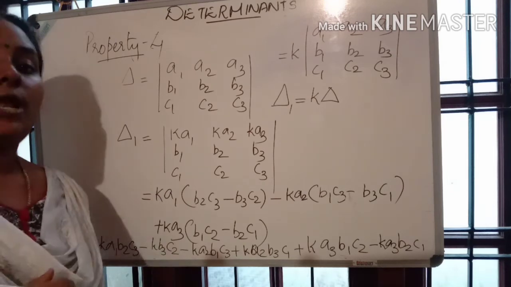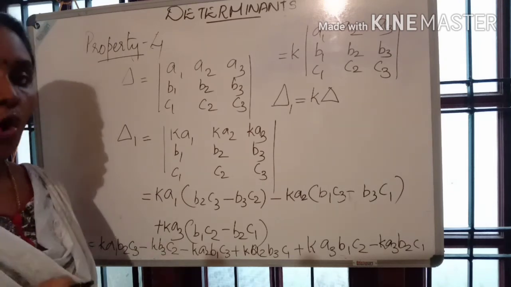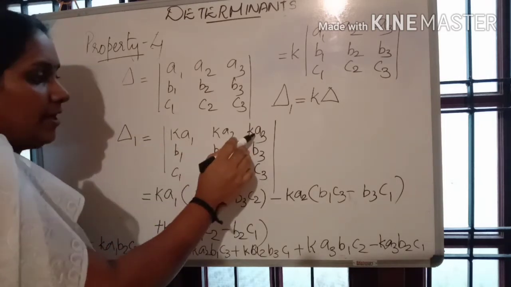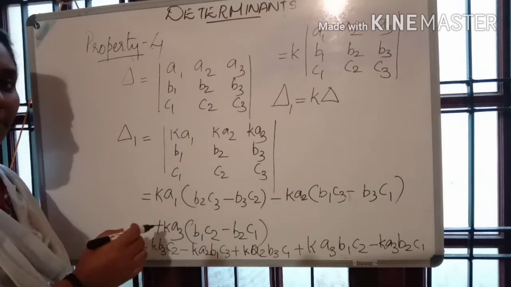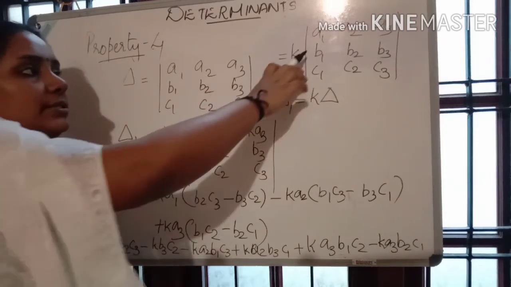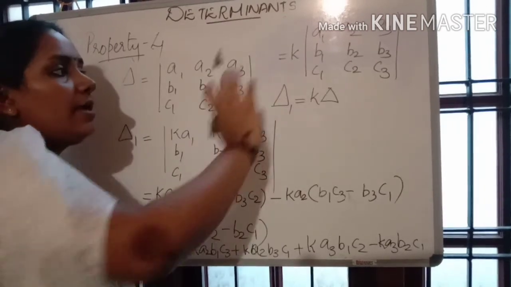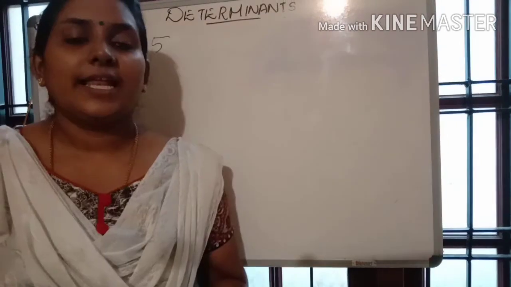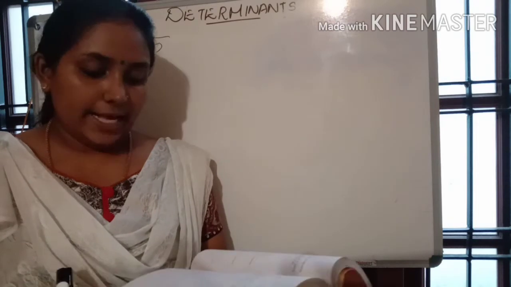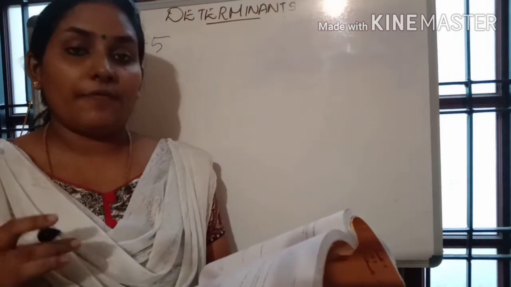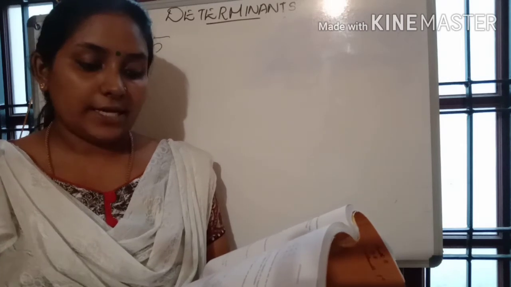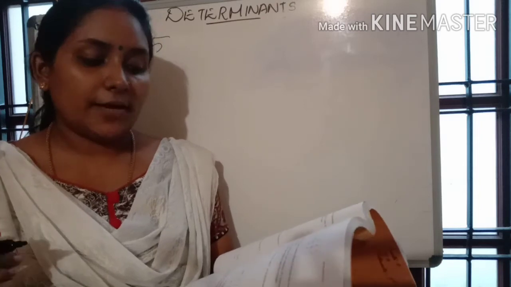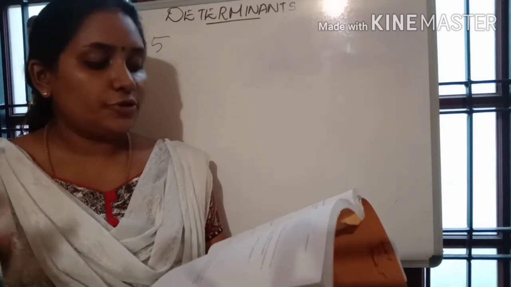Property number 4 says that if each element of a row or a column is multiplied by a constant k, the resultant is that each element in the determinant is multiplied by k. Delta 1 equals k into delta. Okay, clear? Let us see property number 5. That is, if some or all elements of a row or a column of a determinant are expressed as a sum of two or more terms, then the determinant can be expressed as a sum of two or more determinants.